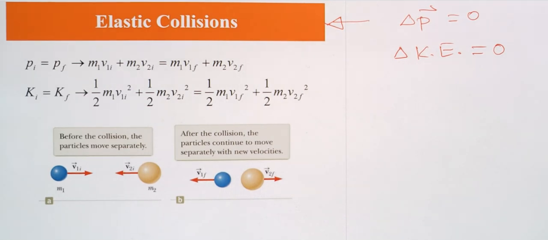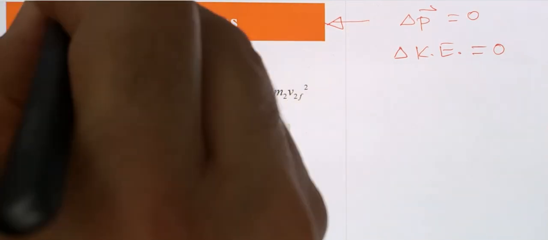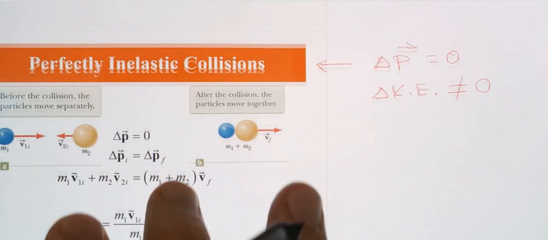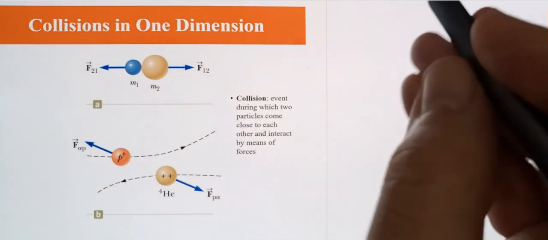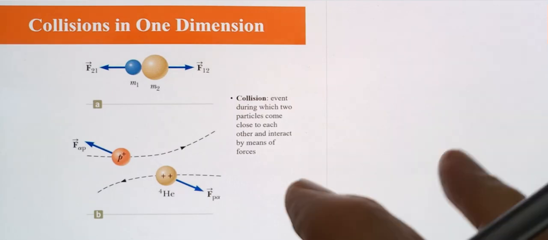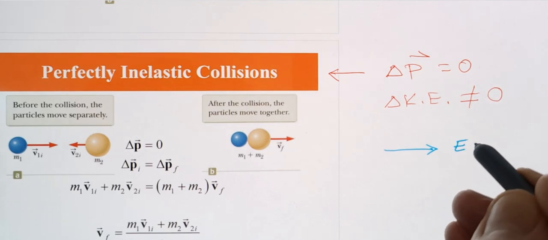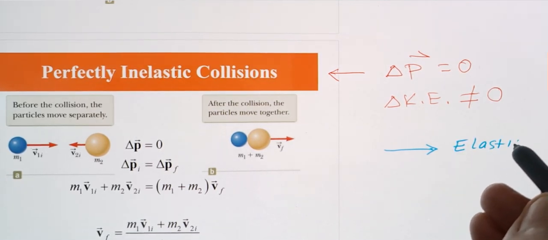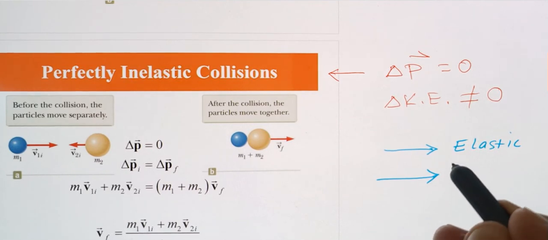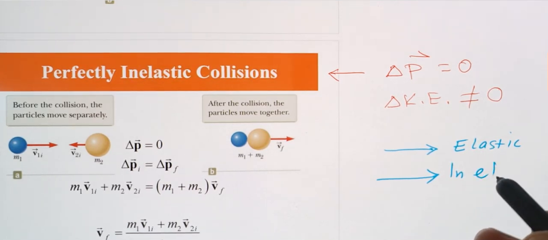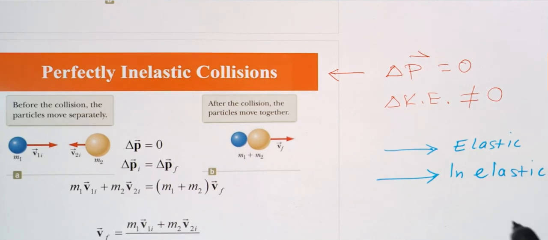So let me write it here. In other books, you have three types of collisions. Three types: we have elastic, inelastic, and total inelastic.